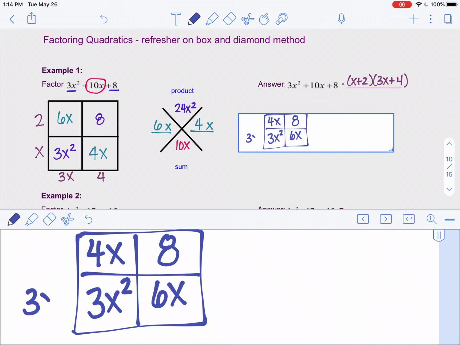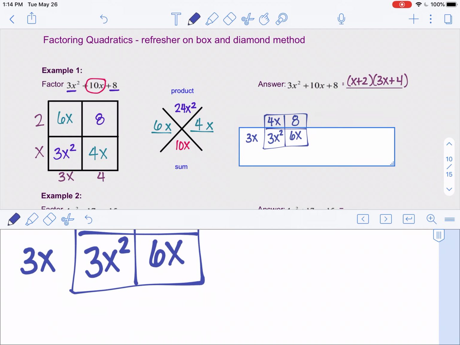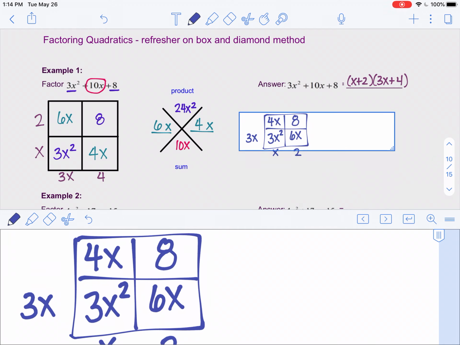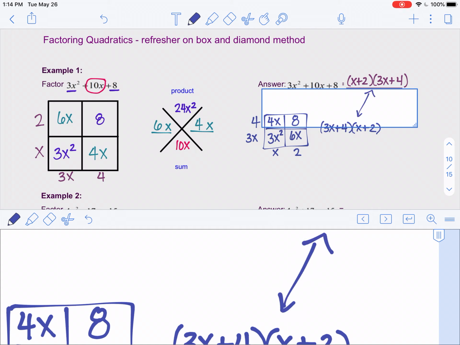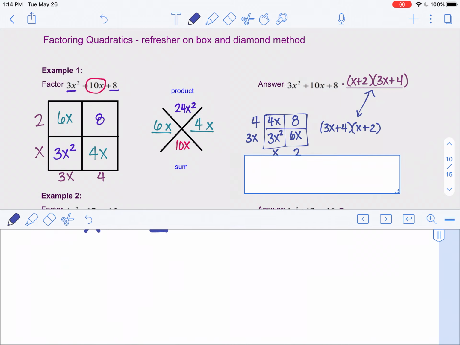So I'd have a 3x in common here. I'd have just an x in common here. I would know this would have to be a 2 because 3x times 2 would give me the 6x. And up here, this would have to be a 4. And so I would get 3x plus 4 times x plus 2, which is exactly the same answer as I have over there. When you're multiplying things, the order you write them does not matter. And so either one of those would represent factored form.